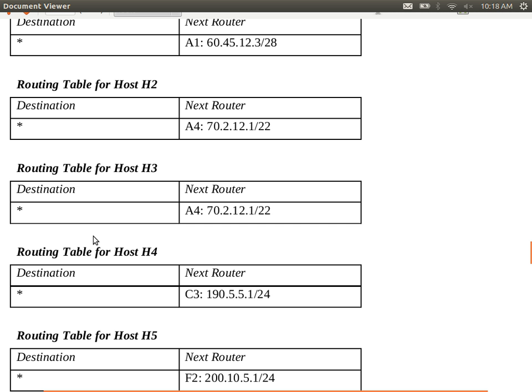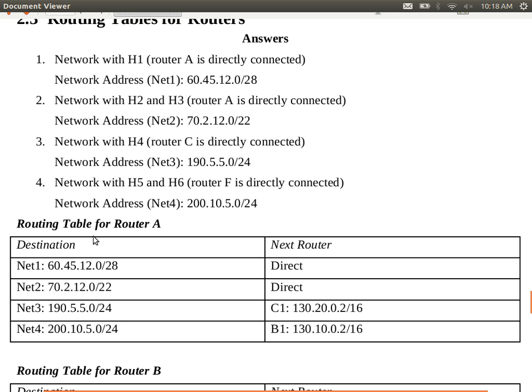And then you simply, instead of using net 1, net 2, C1, B1, you use the real IP addresses that we calculated before, which is shown here. Instead of net 1, we say to reach anyone on network 60.45.12.0/28, send direct. To reach any host on the subnet 190.5.5.0, send to 130.20.0.2.